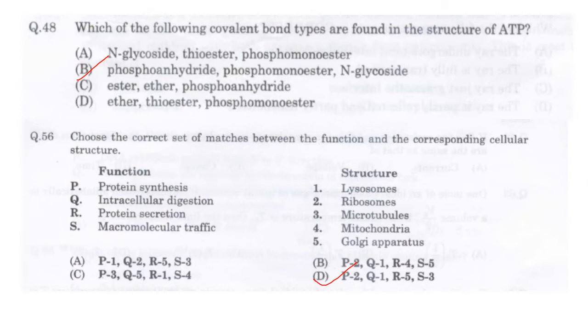Then next one. Choose the correct set of matches between function and the corresponding cellular structure. Where does protein synthesis take place? On the ribosomes. Okay, so P2, A and C eliminated, B and D we have to see. Then intracellular digestion is done by lysosomes. So Q is also correct. Protein secretion by Golgi apparatus, not by mitochondria. So B can be eliminated, D will be the correct answer. Next one, macromolecular traffic is by microtubules. Okay, so option D is correct.